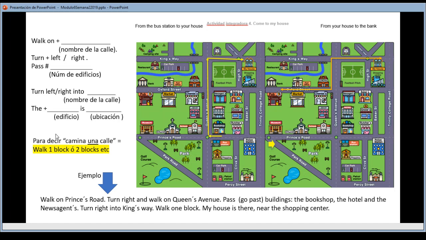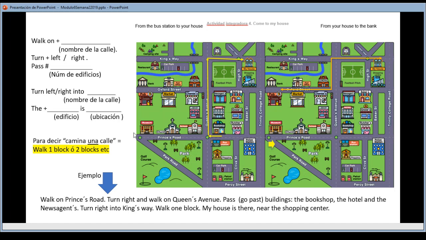If you want to say how many blocks you have to walk, you may use this phrase or this structure. Walk 1 block or walk 2 blocks. So we may have some sentences like this. Walk on Prince Road, turn right and walk on Queens Avenue. Pass or go past some buildings, the bookshop, the hotel, and the news agents. Turn right into Kingsway. Walk 1 block, my house is there, near the shopping center.